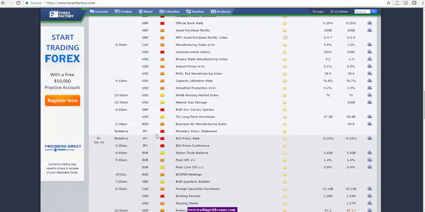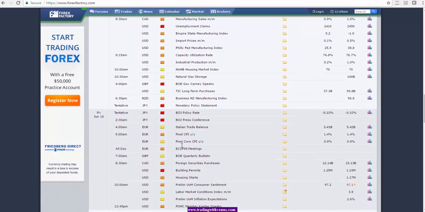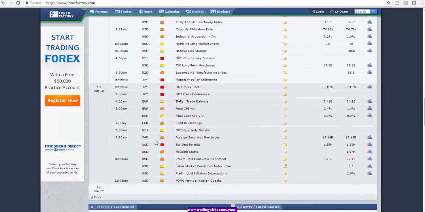Another central bank here, we have monetary policy statement for Japanese yen, as well as Bank of Japan policy rate and the press conference. So this will be very important for Japanese yen. Going into Friday here, we have building permits for the US, as well as housing starts and preliminary UOM consumer sentiment number. A big week for central banks, so watch out for that.